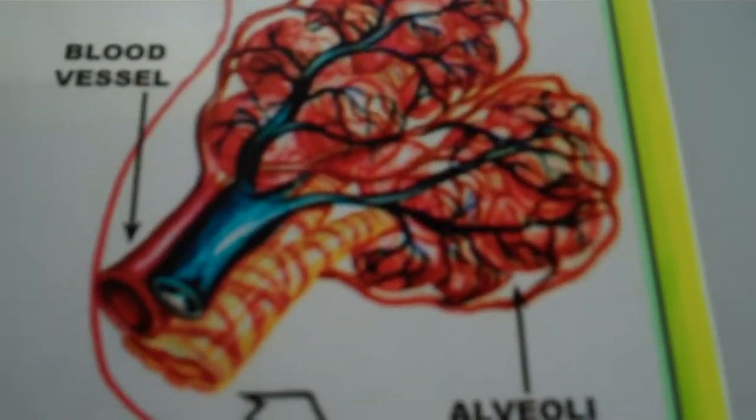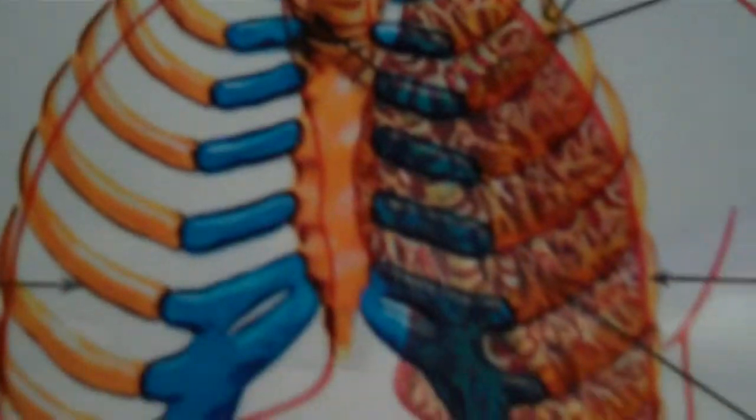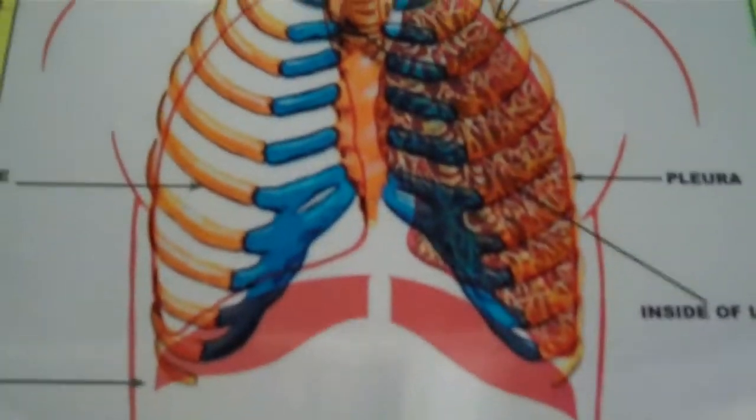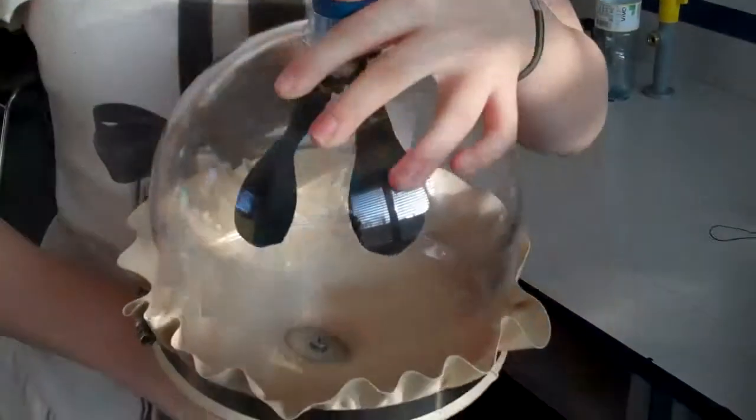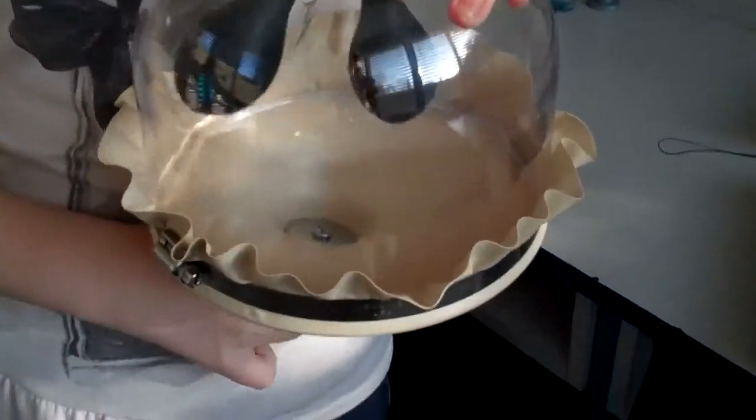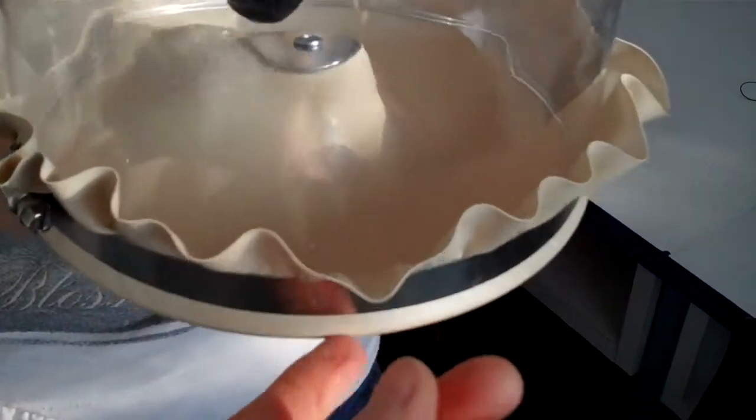Because the lungs are such an important part of our body, they are protected by the ribs. And the ribs also protect the heart. This is a model of the lungs. Emma is pulling down on the diaphragm. So this rubber represents the muscle at the bottom of the rib cage, the diaphragm.